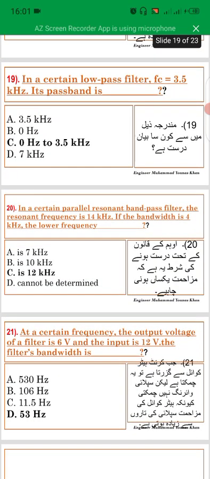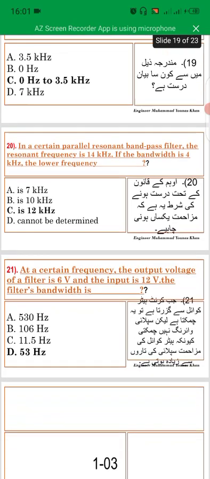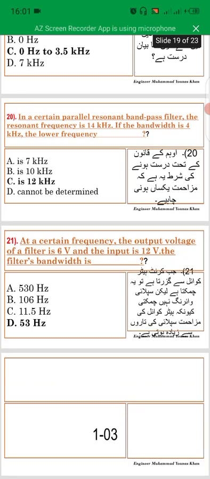In a certain low pass filter, Fc is equal to 3.5 kHz. Its pass band is 0 Hz to 3.5 kHz. In a certain parallel resonant band pass filter, the resonant frequency is 14 kHz. If the bandwidth is 4 kHz, the lower frequency is 12 kHz.